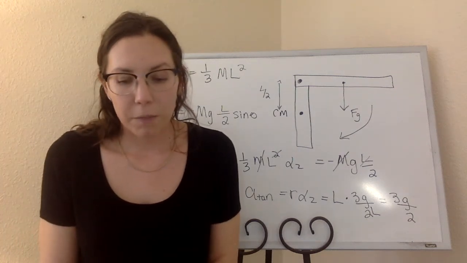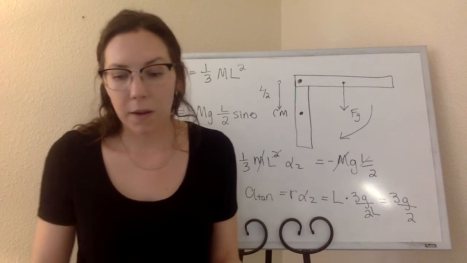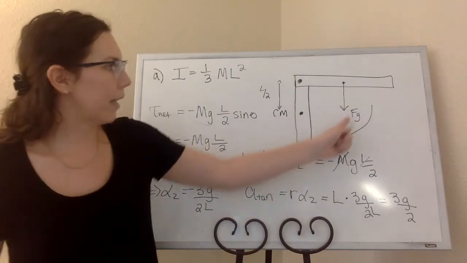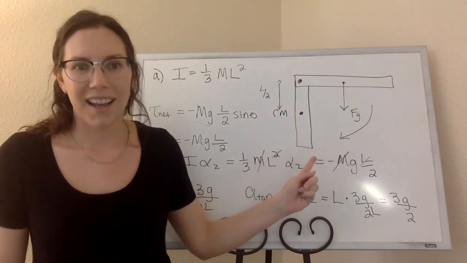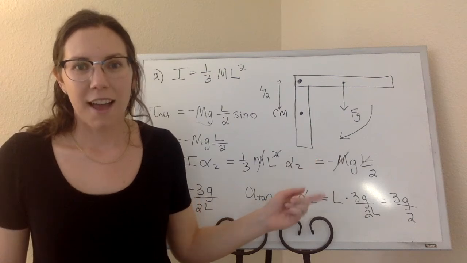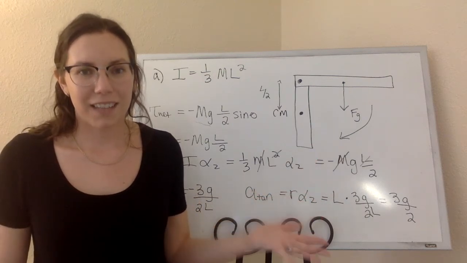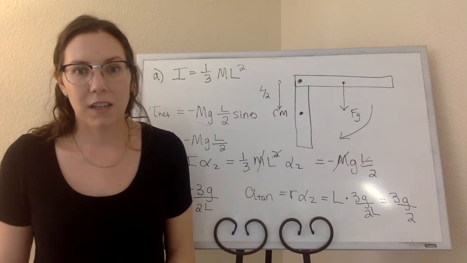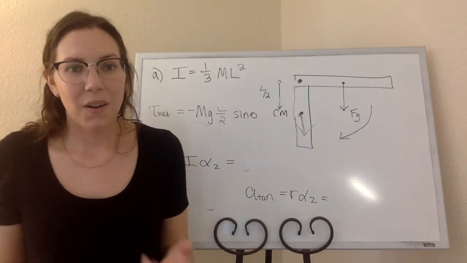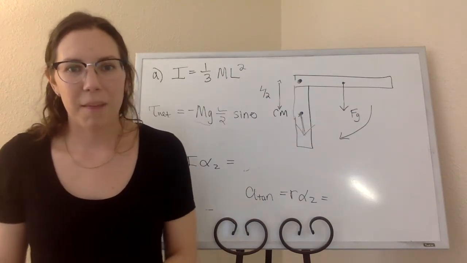All right, so now for B, it's asking us, now the thin rod has rotated so that it's in this vertical position here through a 90-degree rotation. And what is the angular acceleration and the tangential acceleration now at that point? Okay, so I've erased everything so we can try part B.